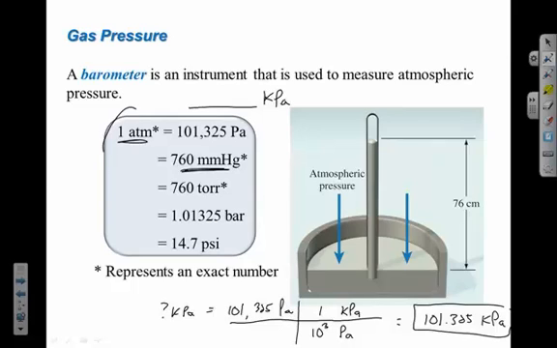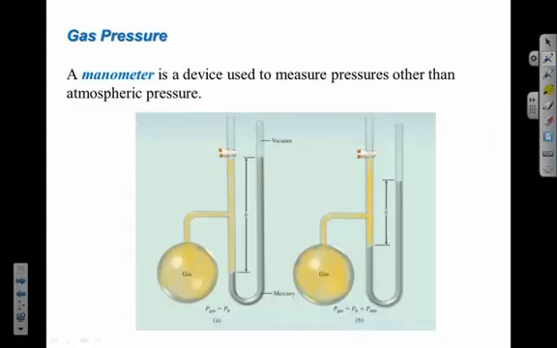So 1 atmosphere is just defined as the normal pressure at sea level on an average day, and that's the pressure required to push the mercury up 760 millimeters up a tube. Another device you can use to measure pressure is called a manometer. The difference between a manometer and a barometer is that a manometer measures the pressure of a sample of a gas rather than the pressure of the atmosphere around it.